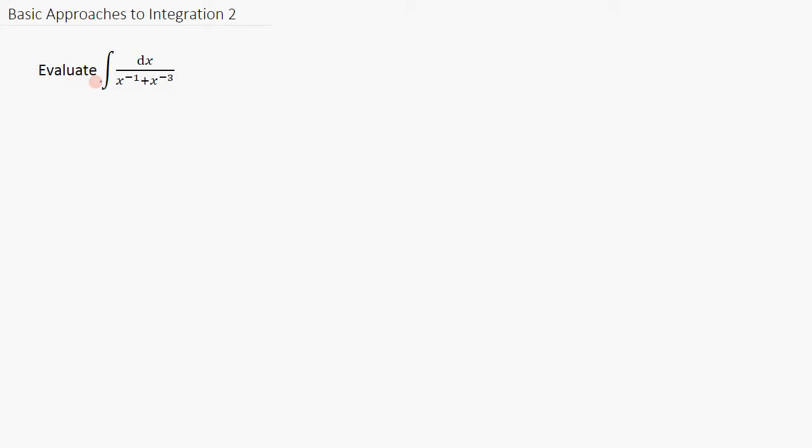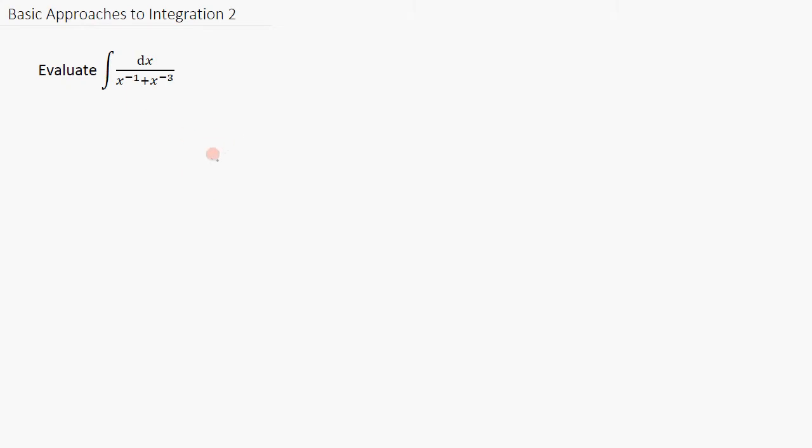In this example, we want to evaluate the antiderivative of 1 over x to the minus 1 plus x to the minus 3 dx. So we'll see in this example that a substitution method will also be necessary. But even before applying the substitution method, because it's not obvious from this integral how to use it, we want to rewrite this expression first to make the integrand into a different form, and then apply the substitution method.